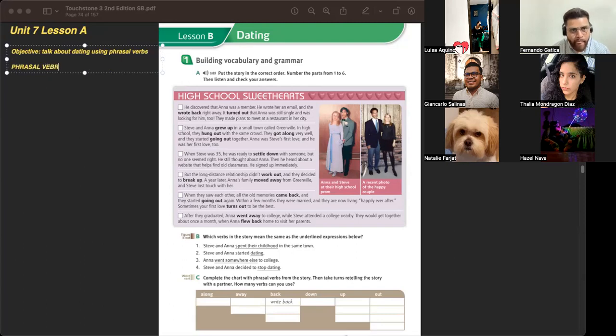Phrasal verbs are a verb plus a particle or preposition. A phrasal verb is a verb and a particle or a preposition. ¿Cuál es la diferencia entre particle y preposition? La verdad no sé. No importa. Lo importante es que sepan que son dos palabras. Two words. The verb and the particle or the preposition.